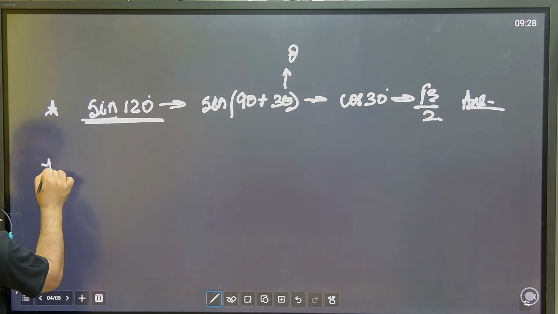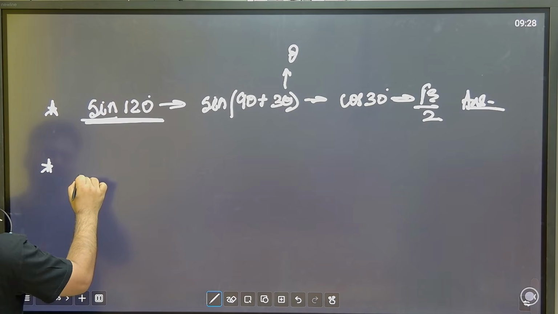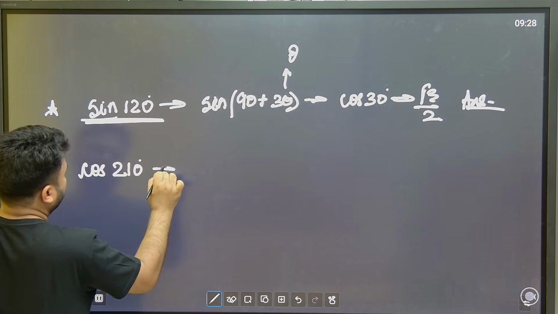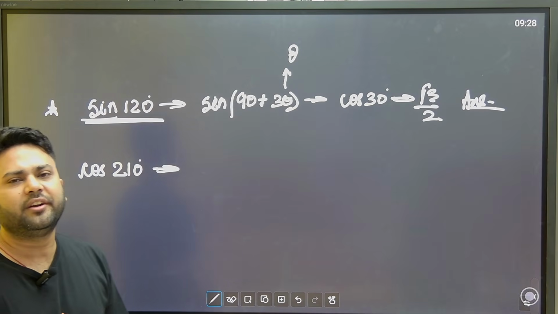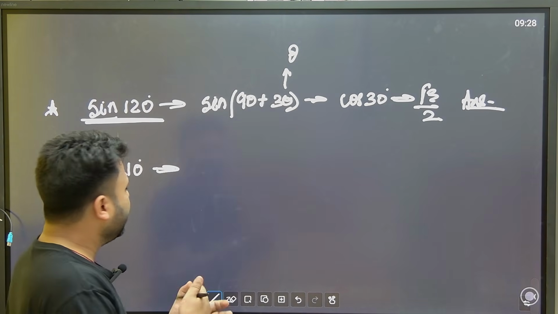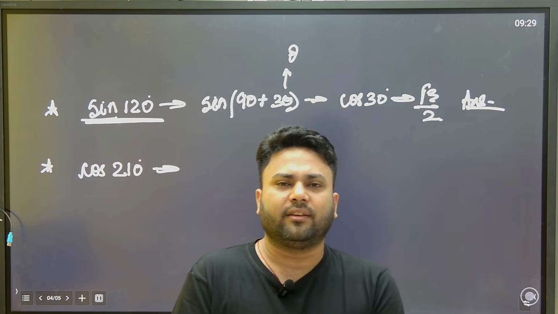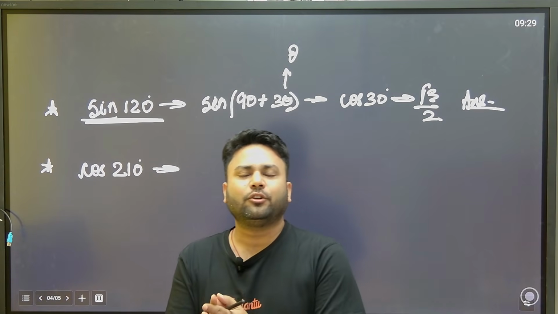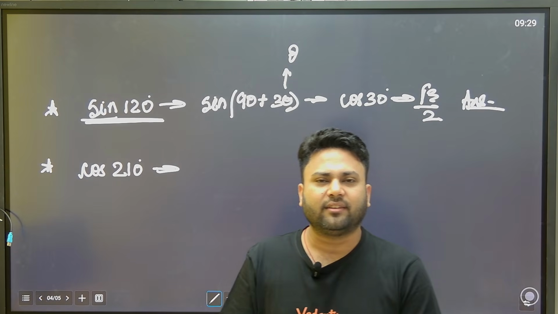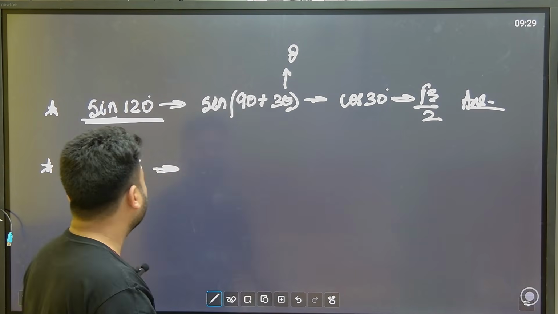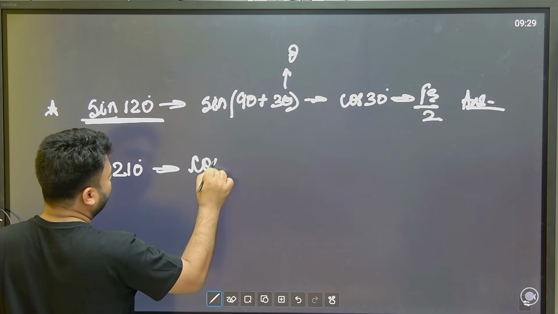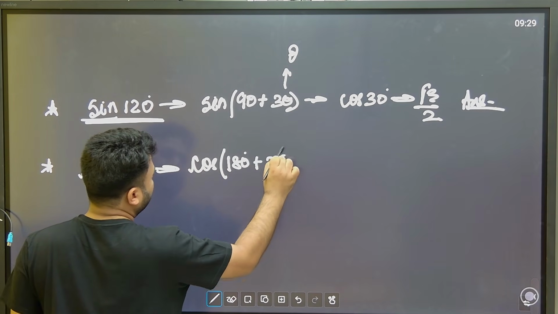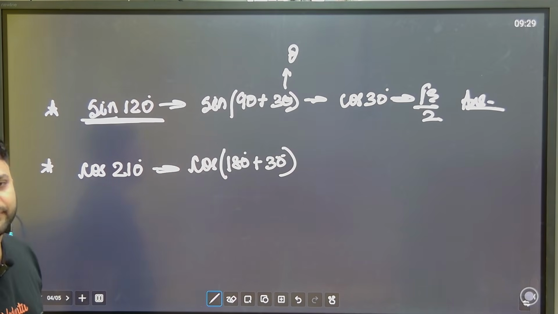Suppose someone asks, for example, cos of 210 degree. So you think how you can convert 210 degree. First you think, 210 degree is near to what, 90 or 180? It is near to 180. So you convert like this: cos of 180 plus 30. This is cos of 210.